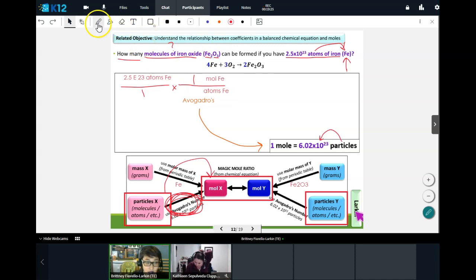Yeah, it's listed right there for us. That's easy peasy. It's going to be 6.02 times 10 to the 23rd power. I'm going to write it as 6.02 E23. Perfect. Okay, so that looks great.